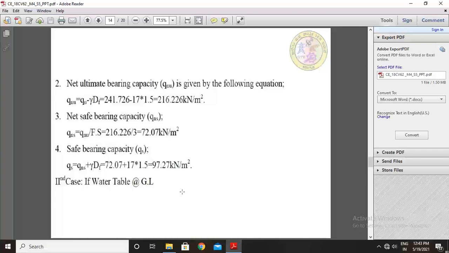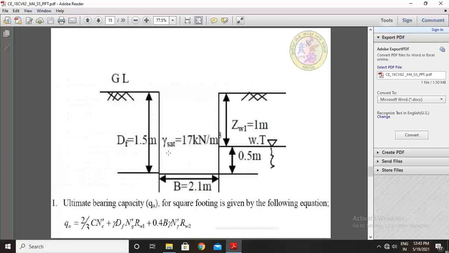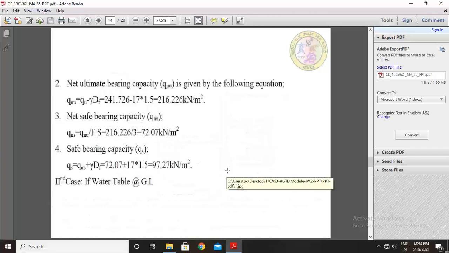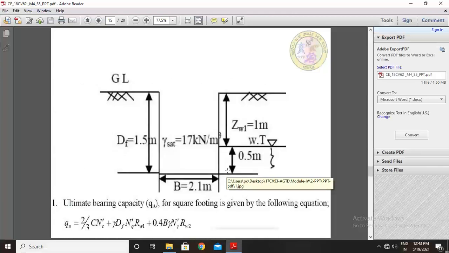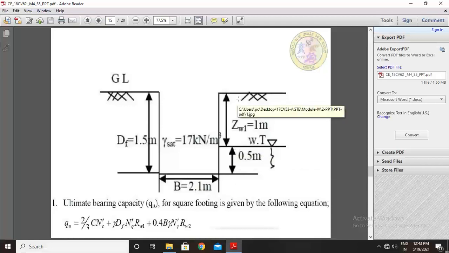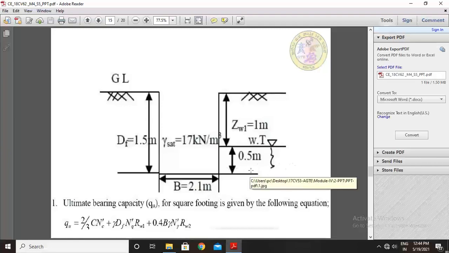If water table is at ground level, draw the diagram here. Here the water table is below the ground level, above the base of the footing at 0.5 meter. See here, 0.5 meter above the footing. So then Zw1 is 1 meter below the ground level and width of the footing is 2.1 meter. Gamma is given 17 kilonewton. Here the slight change is only the water table location. This diagram is most important.